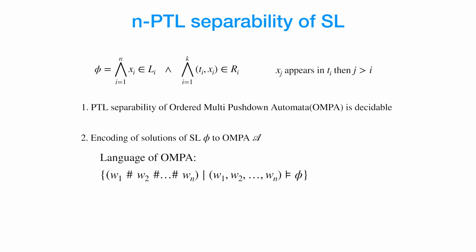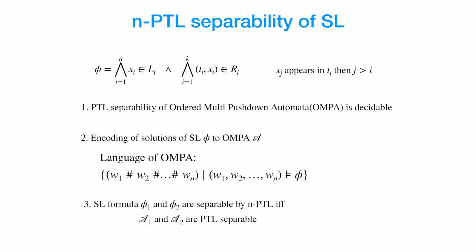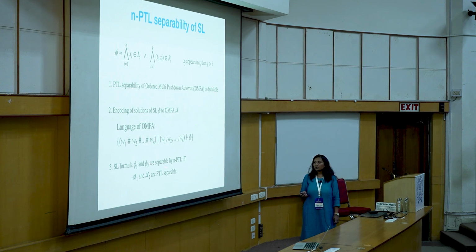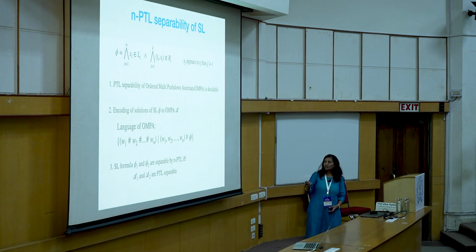So that is our result: we first show that PTL separability of ordered multi-pushdown is decidable, then we encode the constraint solution to the OMPA language, and then we show that the separability at both places is the same. Basically, if formulas are separated, then automata are also separated. So why I discussed this is that the problem we started with was practical, but the solution required theoretical understanding, because we had to go through ordered multi-pushdown automata, encoding, and also this proof of PTL separability.